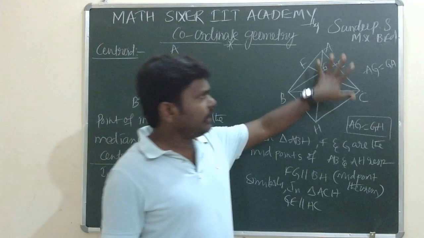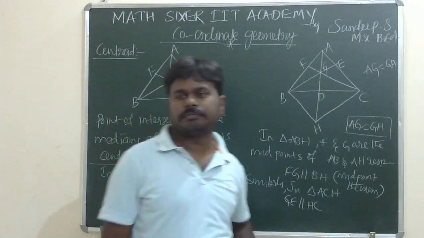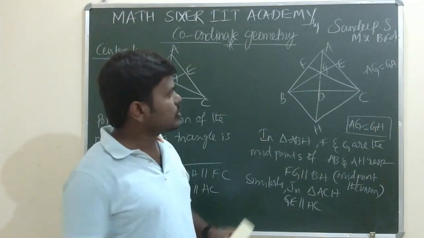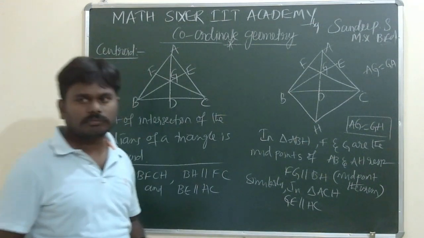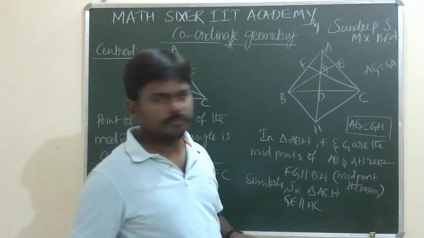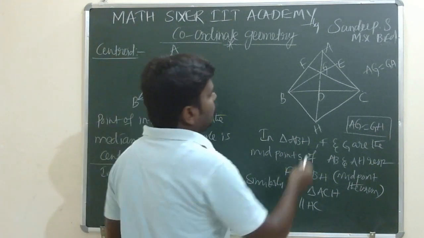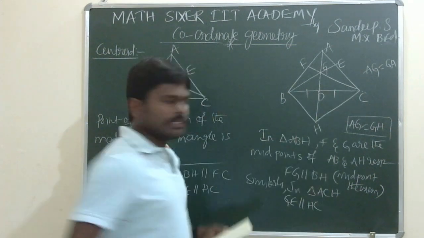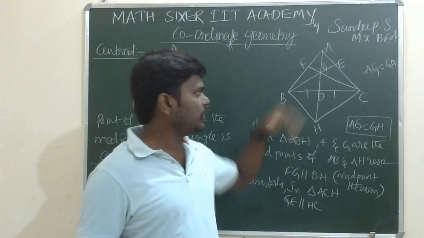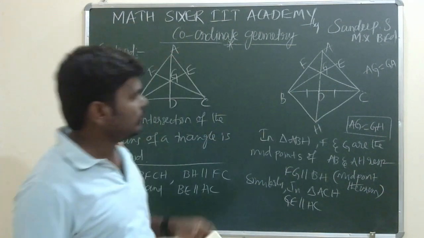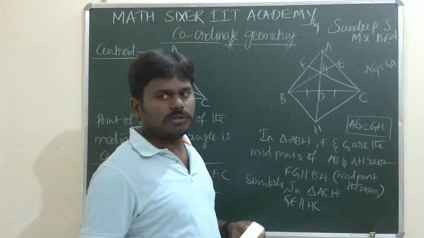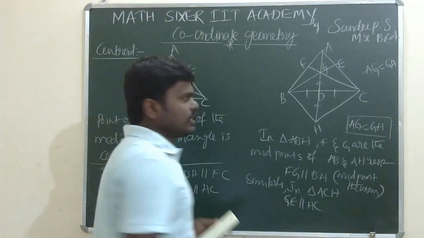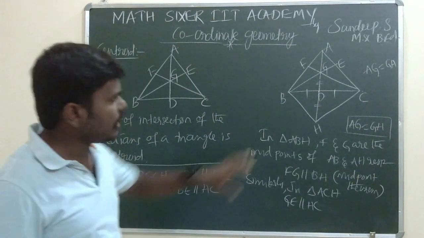So in the quadrilateral, opposite sides are parallel. Hence, this is a parallelogram. It is a parallelogram, in the sense that diagonals bisect each other. So when the diagonals are bisecting each other, BD is of course equal to DC because D is a midpoint. And since it is a parallelogram, diagonals bisect each other, so GD is equal to DH.